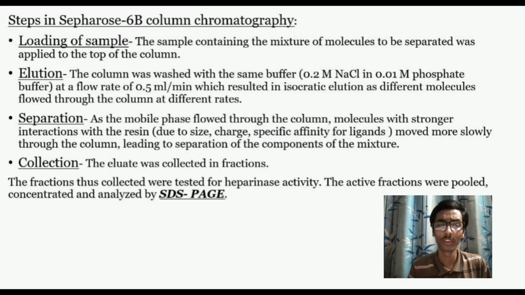So now let's discuss the steps involved in Sepharose 6B column chromatography. First, equilibration. In this process, the column is filled with the Sepharose 6B resin, which is used as a stationary phase, and the mobile phase, that is the buffer solution, is run through the column and eluted outside.